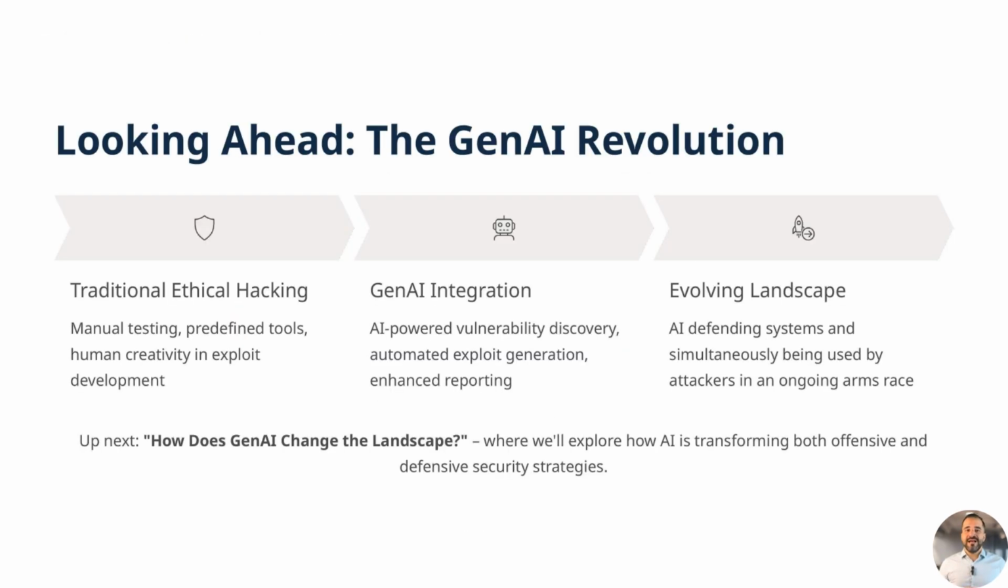Traditional ethical hacking has long depended on manual testing, human creativity, and methodical problem solving to identify and exploit vulnerabilities in systems. While effective, this approach can be time-consuming and limited by human capacity. The integration of generative artificial intelligence, GenAI, is transforming this process by significantly enhancing vulnerability discovery, automating complex exploit generation, and streamlining comprehensive reporting.